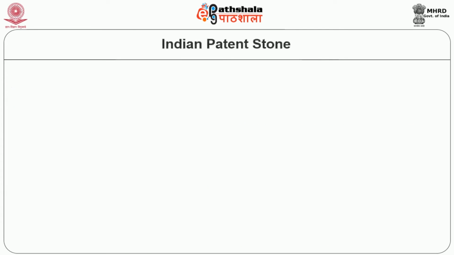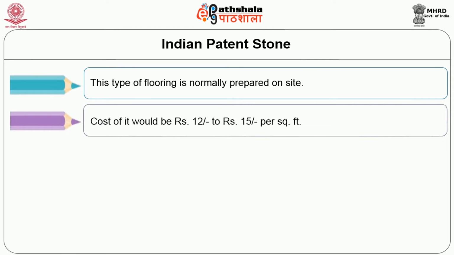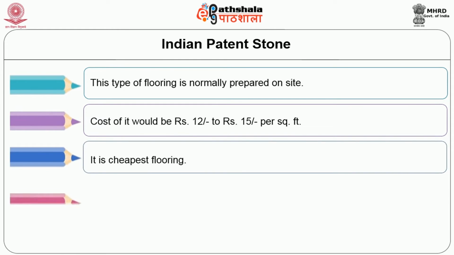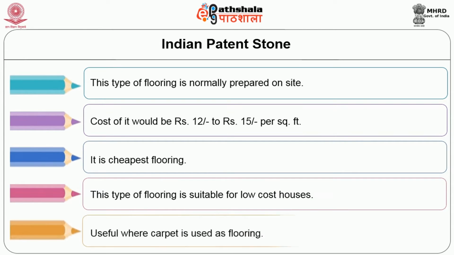The next category is Indian pattern stone, that's popularly known as IPS, and this type of flooring is normally prepared on site, and the cost is very cheap, around 12 to 15 rupees per square feet. It is the cheapest flooring, and normally this type of flooring is suitable for low cost houses, useful where carpet is used as a flooring.